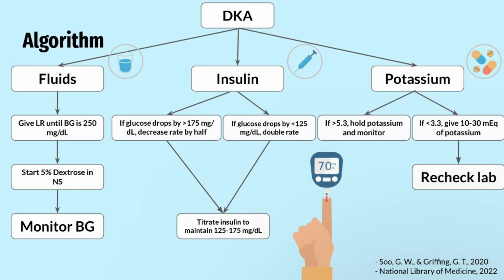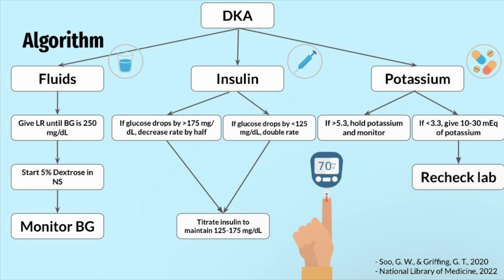On the far right, we had one of his electrolytes that we were replacing. While we monitored and replaced magnesium, phosphorus, and potassium, our main goal was monitoring his potassium. If the potassium was greater than 5.3, we would hold the potassium and monitor. If his potassium was less than 3.3, we would give him 10 to 30 milliequivalents of potassium, going along the protocol. We would also recheck his labs to make sure they were within the normal range.